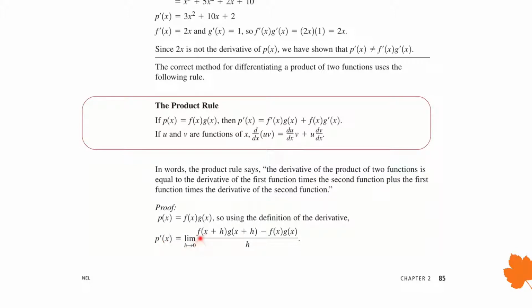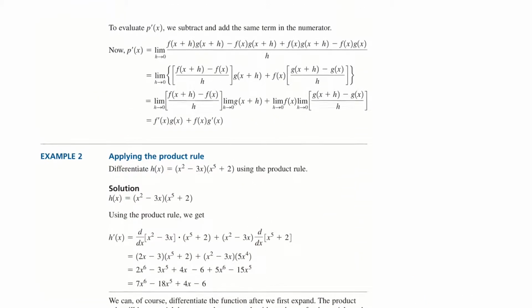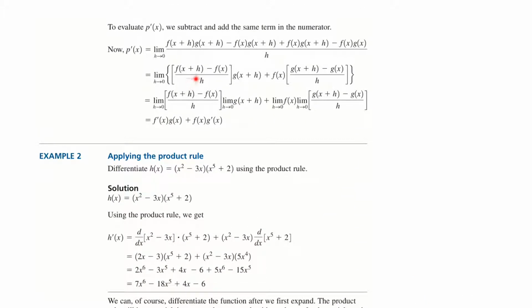P prime of x is the limit of f of x plus h times g of x plus h minus f of x times g of x over h as h approaches 0. To find this limit, we add minus f of x g of x plus h and subtract the same term, and split the limits by factoring g of x plus h between the first two terms and f of x between the last two terms.